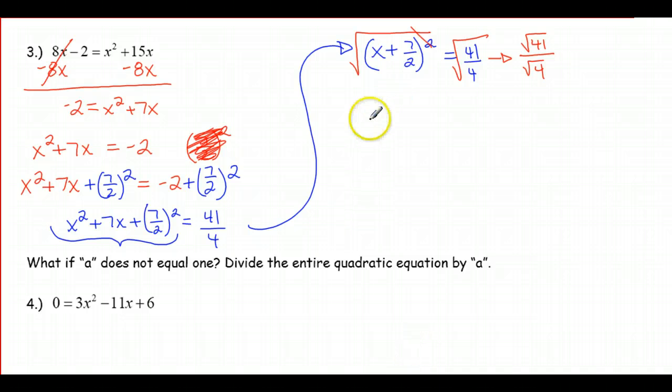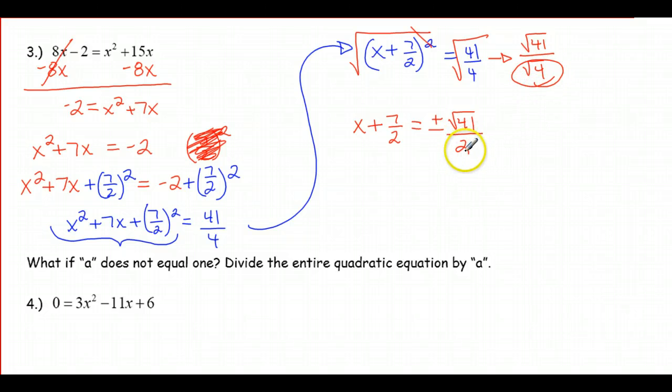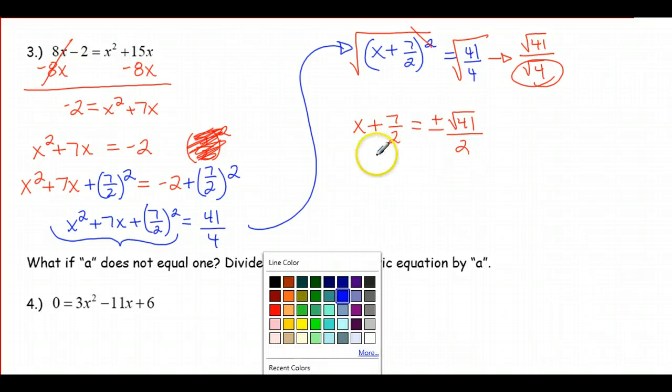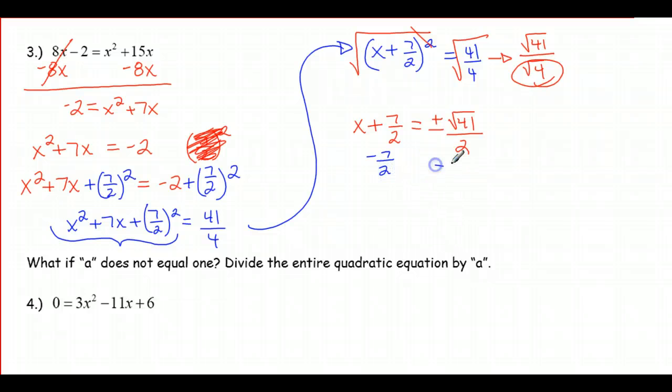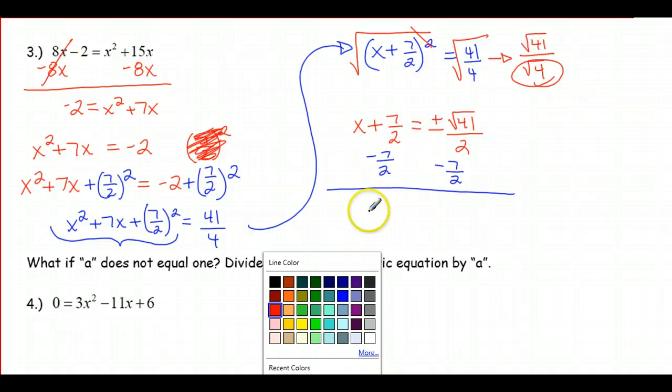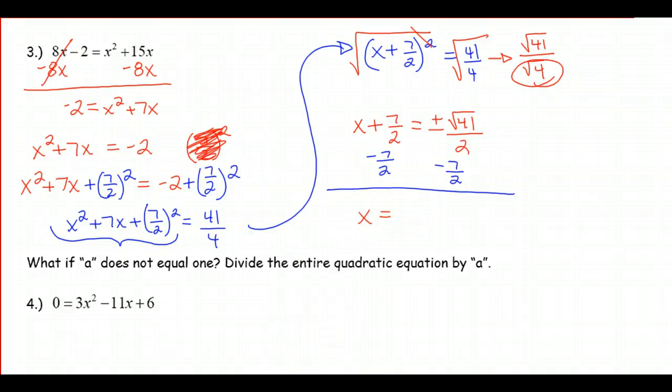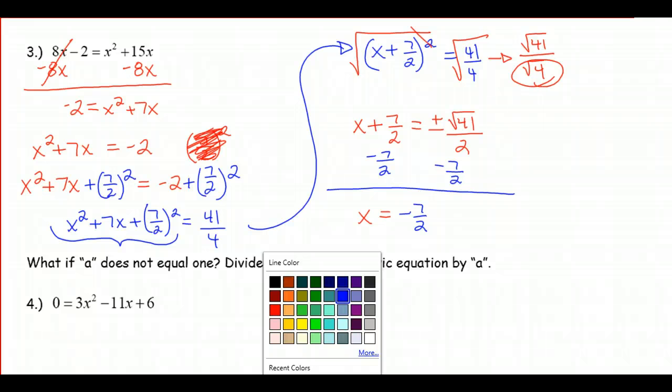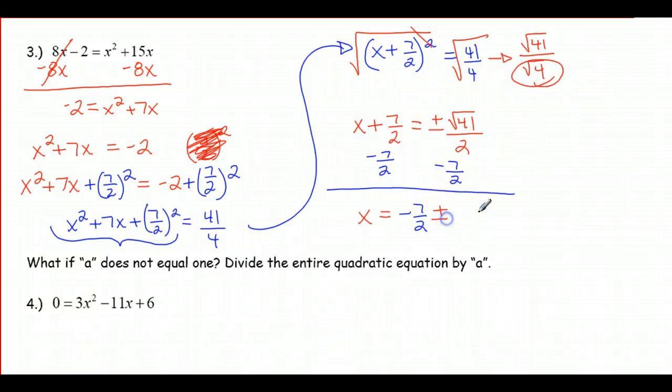So when we do that, we get x plus 7 over 2 equals plus or minus the square root of 41 over 2, because the square root of 4 is 2. All right, the last thing we do here is subtract 7 over 2 from both sides of our equation, and our solution is x equals, again, put the non-radical term first, which in this case is the minus 7 over 2, and then we write a radical term, which is the plus or minus square root of 41 over 2.